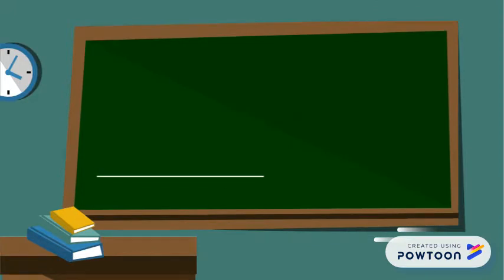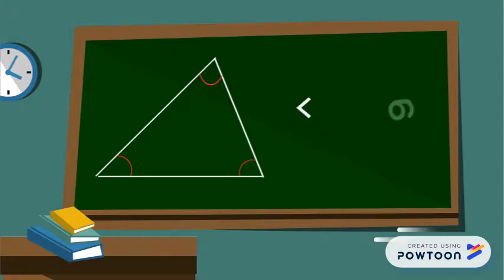Now we're going to move on to classifying an acute angle. We must understand that with an acute triangle, each angle is always going to be less than 90 degrees.